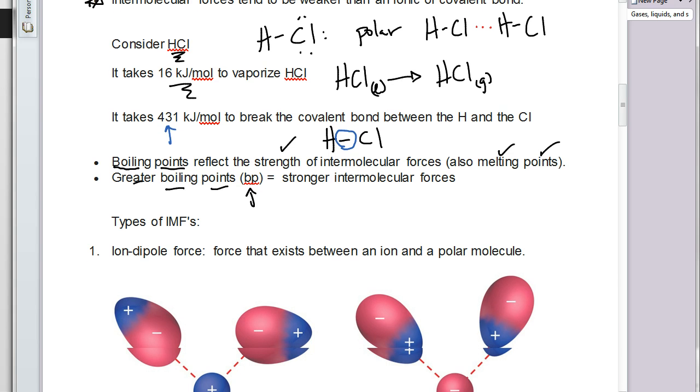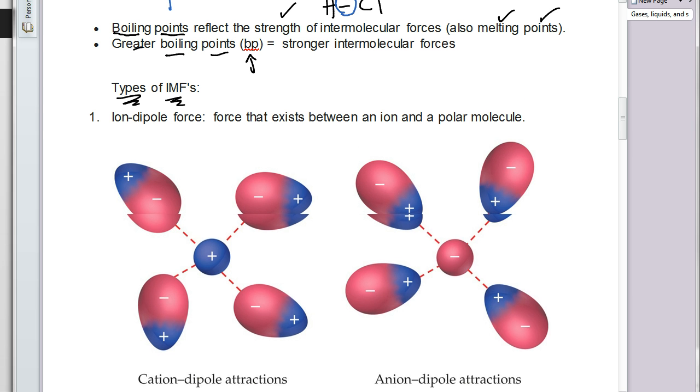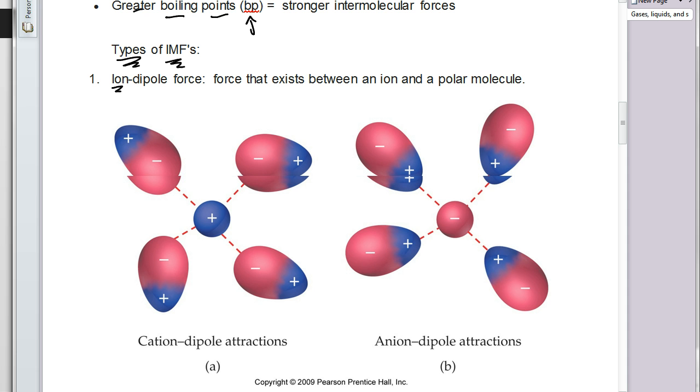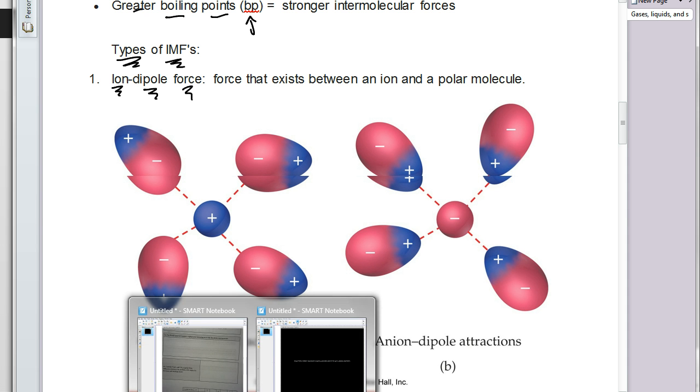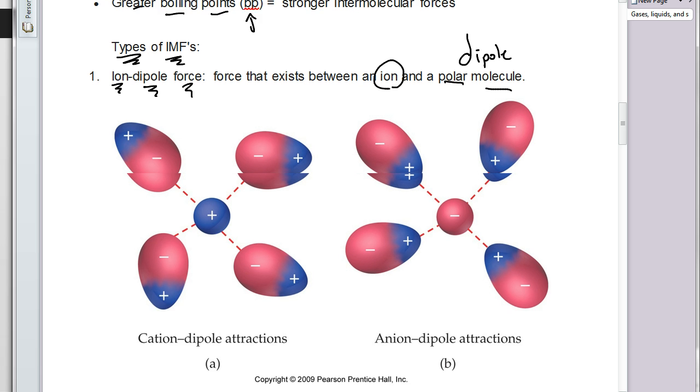We're going to come back to this and look at a table with some types of substances. But first, let's get into our 4 types of IMFs, our intermolecular forces. The first one is called an ion dipole force. An ion dipole force exists between an ion, as the name tells us, and a polar molecule, which has a dipole. Polar molecules have a dipole moment. And so we can have a couple of different types of interactions here.